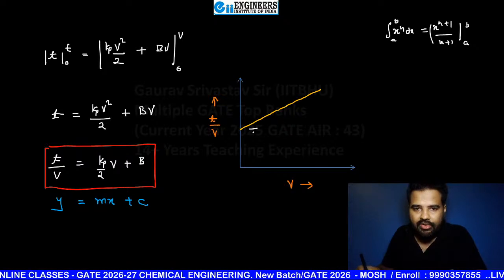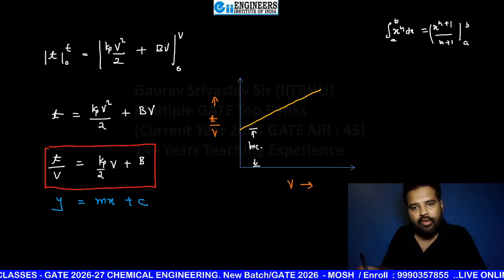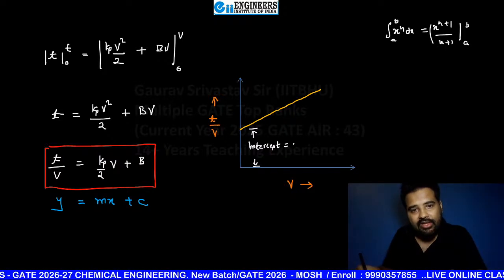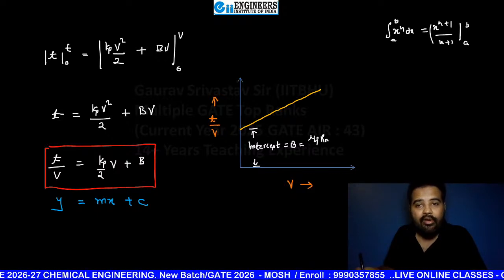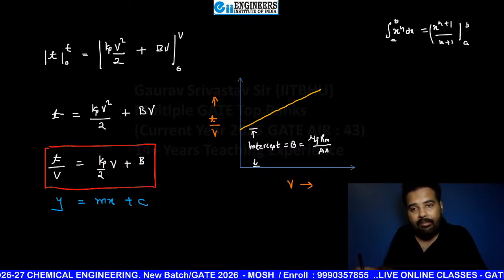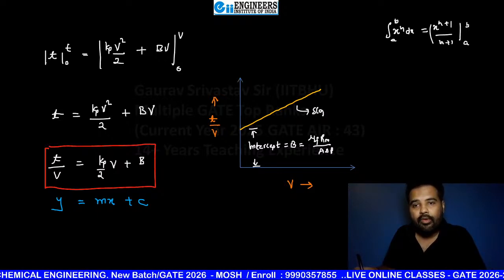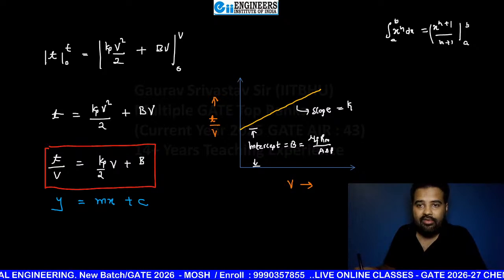So what is this? This is your intercept value, and this is just b. And what was b? This was mu f Rm upon A delta P. And here, the slope you can clearly see, is Kp by 2.